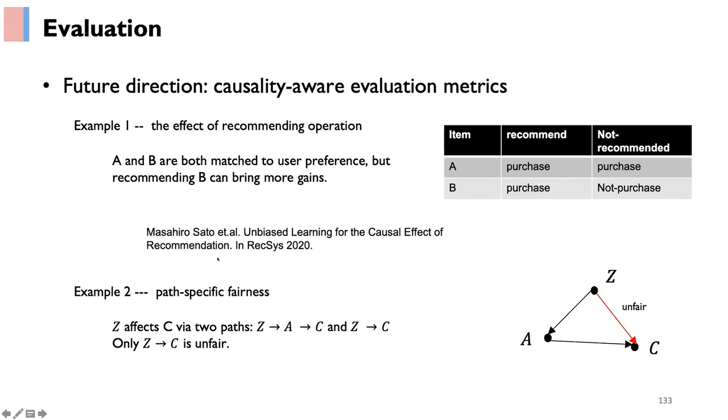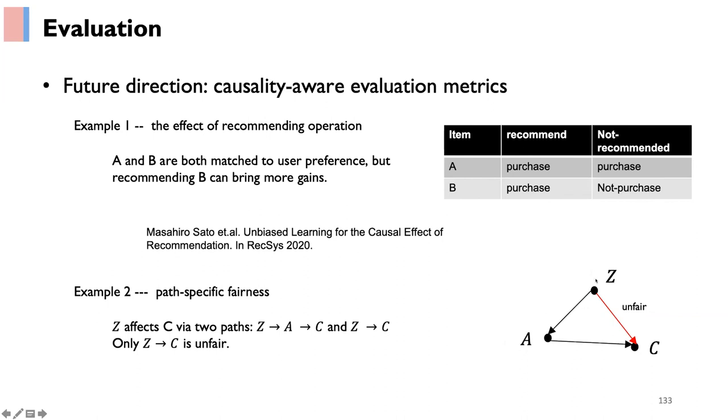Another example about these metrics is path-specific fairness. For the current evaluation metrics for fairness, they mainly focus on whether some sensitive attributes affect the recommendation result or not. But we can delve into the causal relations to define more accurate metrics for fairness. For example, in this case, we denote gender as Z, which actually affects the recommendation of job opportunities directly, or affects the job recommendation through the ability.